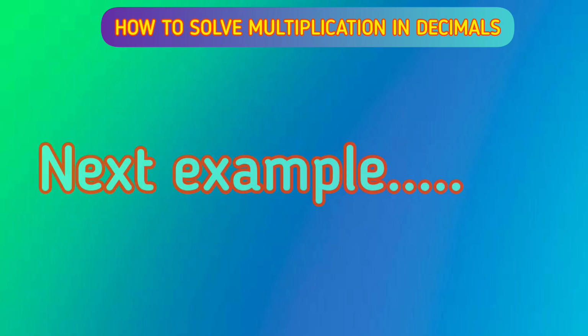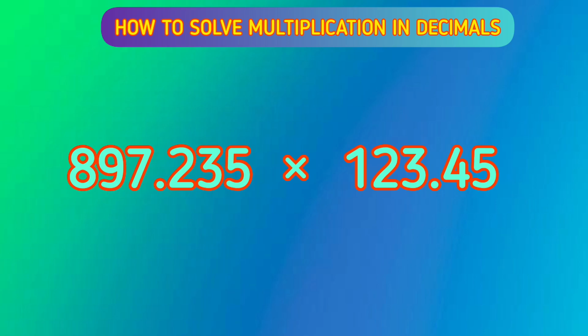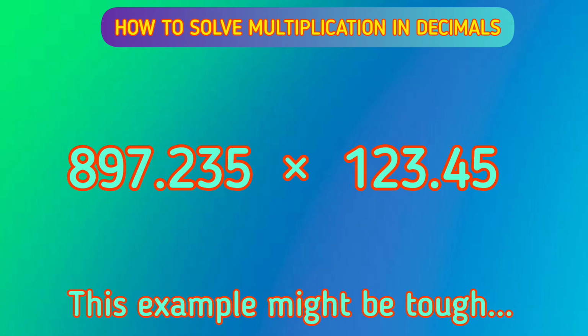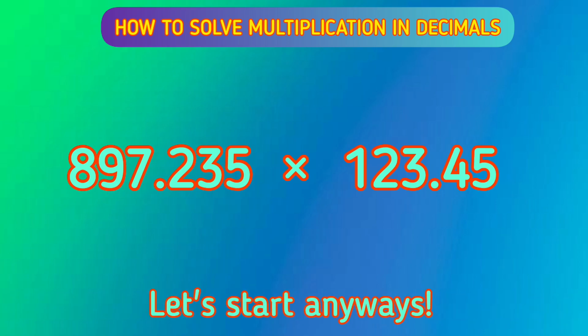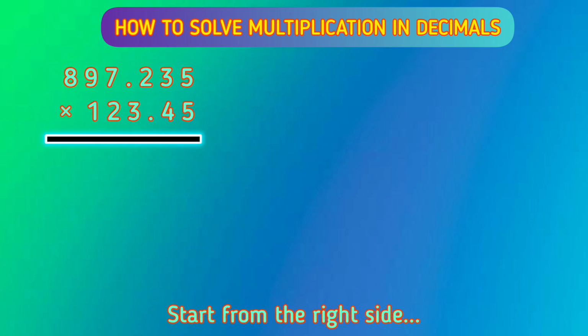Great! Next example, 897.235 into 123.45. This example might be tough. So yeah, let's start anyway. Let's solve quickly. Keep the position. Start from the right side.